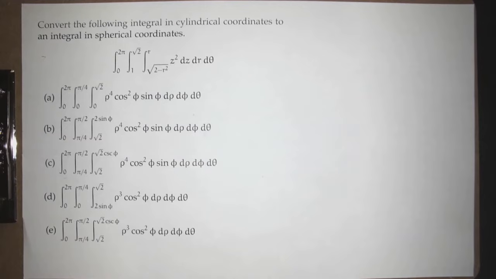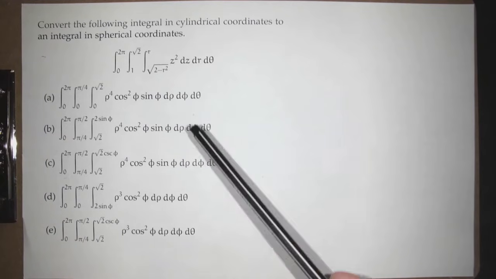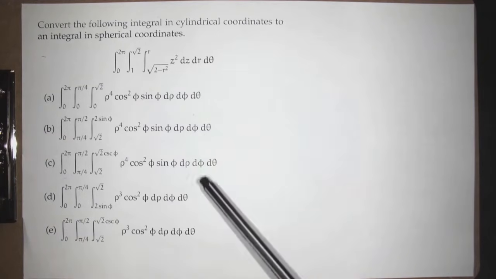And we have various bounds, and we have some options here. And all these involve rhos and phis and theta. So yes, these all look like spherical coordinate integrals. But which one is the one that matches? In other words, which of the 5 corresponds to the exact computation that the original integral asked us to do?